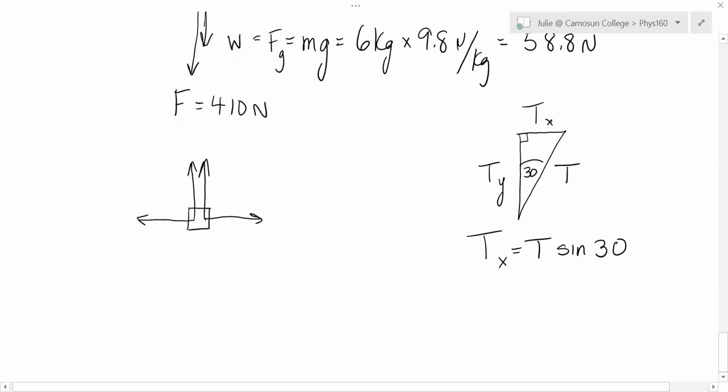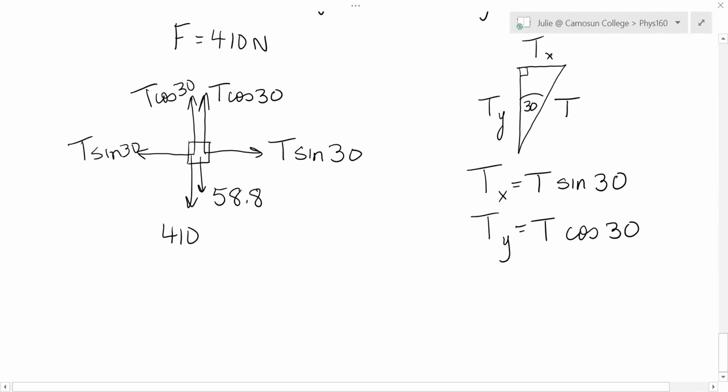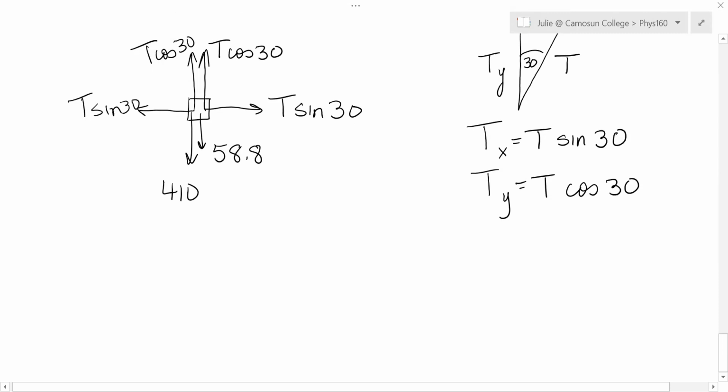You're used to having it T cos 30, but because it's a different angle here, the Ty is the T cos 30. Okay, so this one up is T cos 30, and this one is T cos 30. This one is T sine 30, and this one is T sine 30. And then we've got the 410 and the 58.8. Now obviously the left and the right balance, because it's this T sine 30 and T sine 30. The 2 up must equal those 2 down.